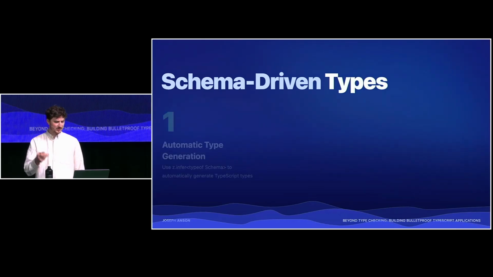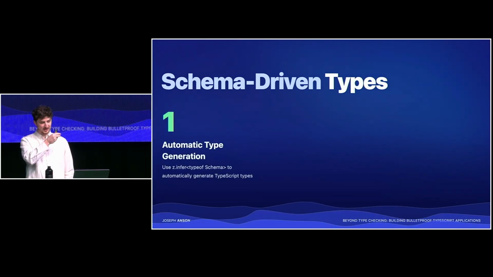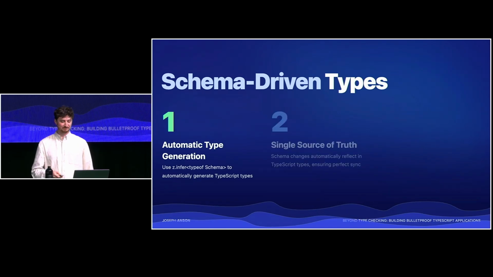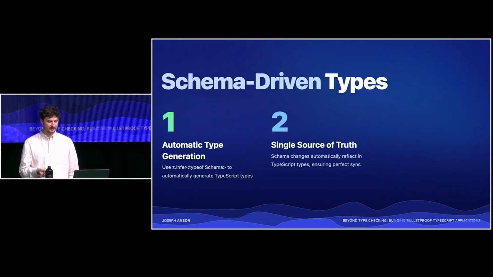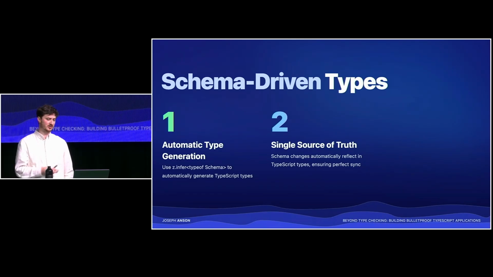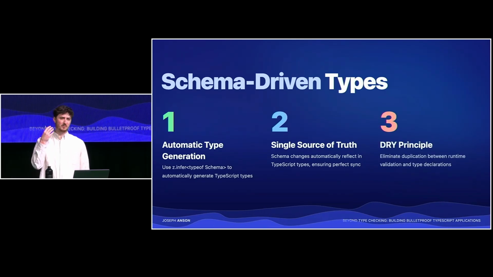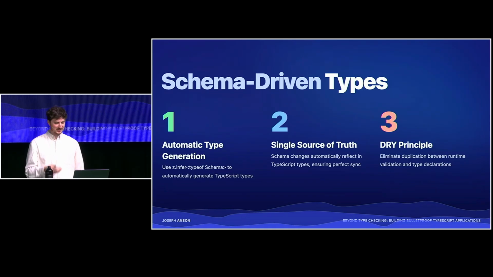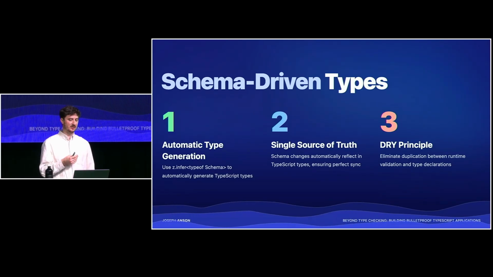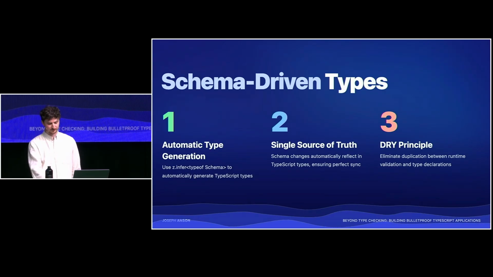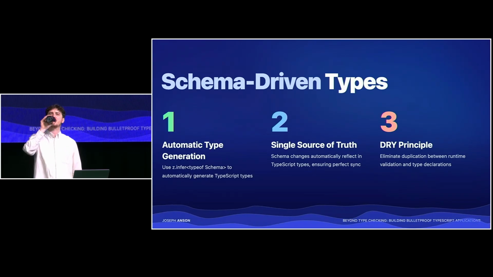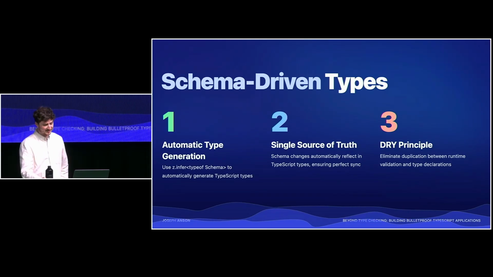By doing schema-driven types, we can automatically infer using z.infer. We end up with a single source of truth. If we change the schema, it automatically reflects in all our TypeScript code across our application. And then we end up using a quite common one, the DRY principle, where it eliminates duplication between runtime validation and our type declarations. So this is, I think, one of the most powerful things of Zod, and schema generation in general.